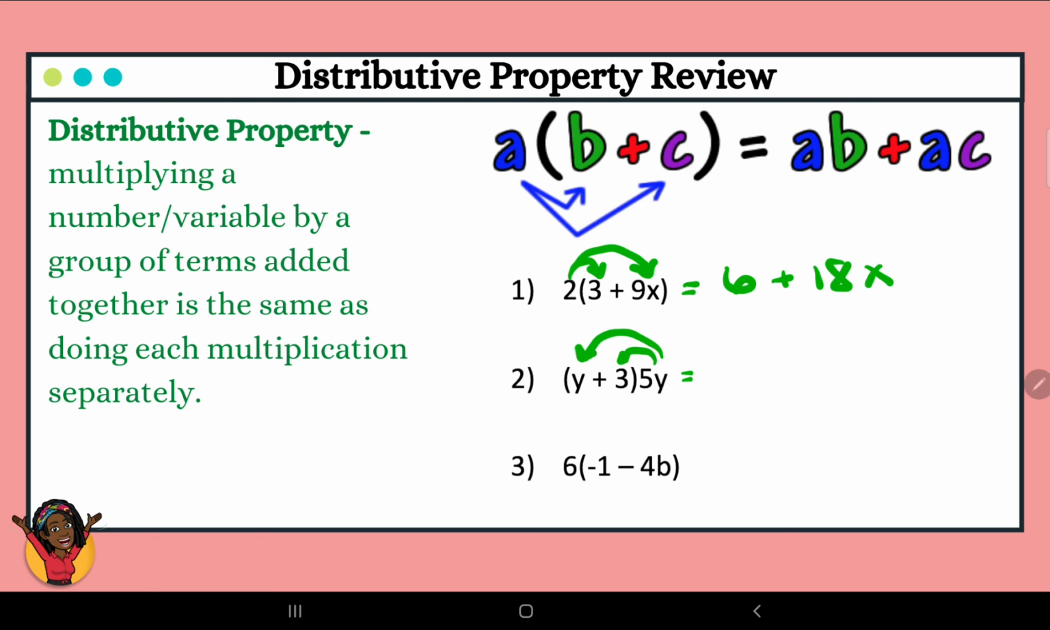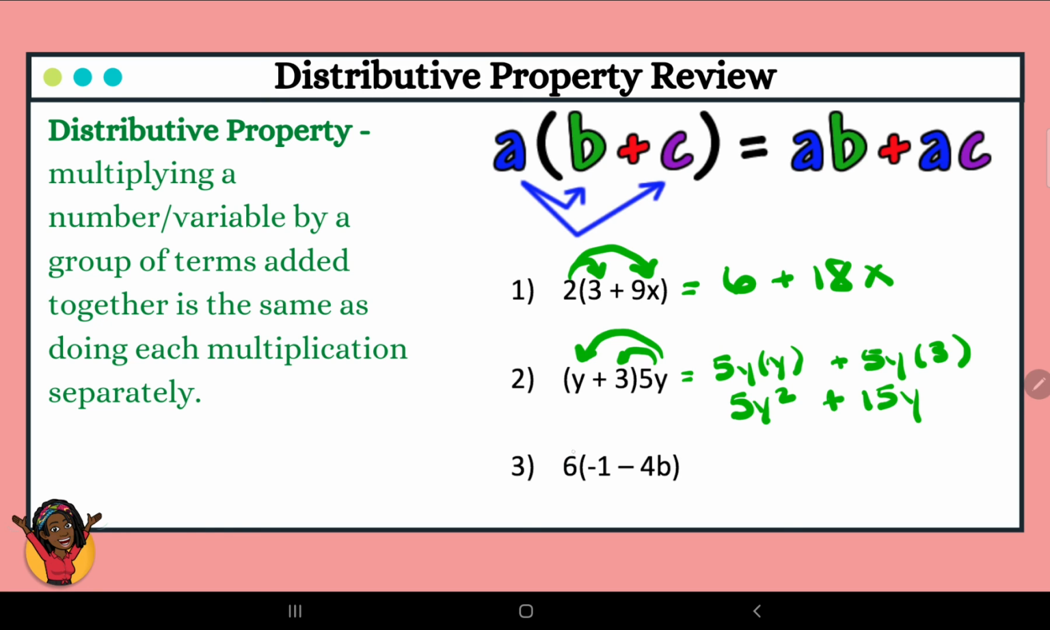So now I have 5y times y plus 5y times 3. Here I have y being multiplied by itself, so y times y is going to be y squared. And there's an invisible 1 here, so 5 times 1 is just 5. So 5y times y is 5y squared. 5y times 3, 3 times 5 is 15, and I bring down the y. I cannot combine these because, again, these are unlike terms. They have the same variable, but their exponents are different. We'll talk about this a little bit more in our next lesson.